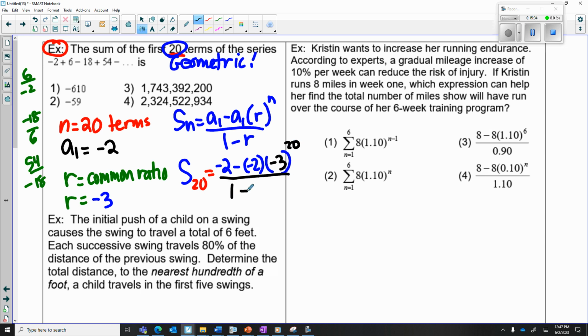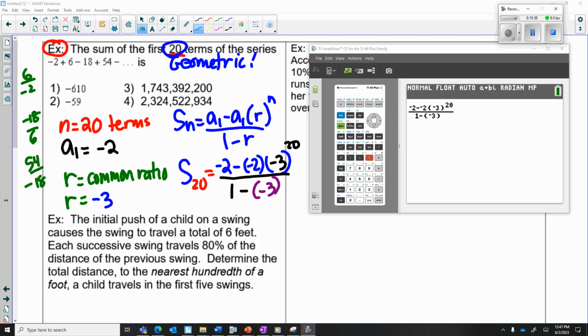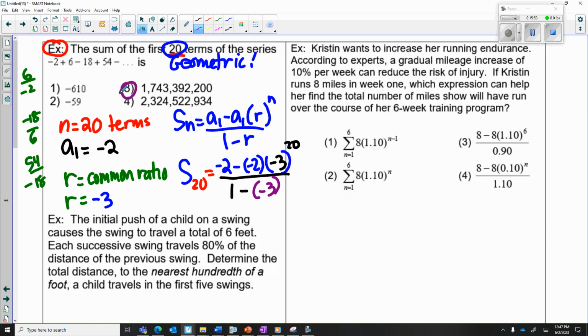After you plug in, you're really just going to put this right in the calculator. So do that now. Hopefully you have the setup correct in your calculator. Be careful with all these negatives and which ones are being parenthesized. Only the -3 is being raised to the 20th power. And who got this crazy big answer? This is actually choice 3. Good job if you did.